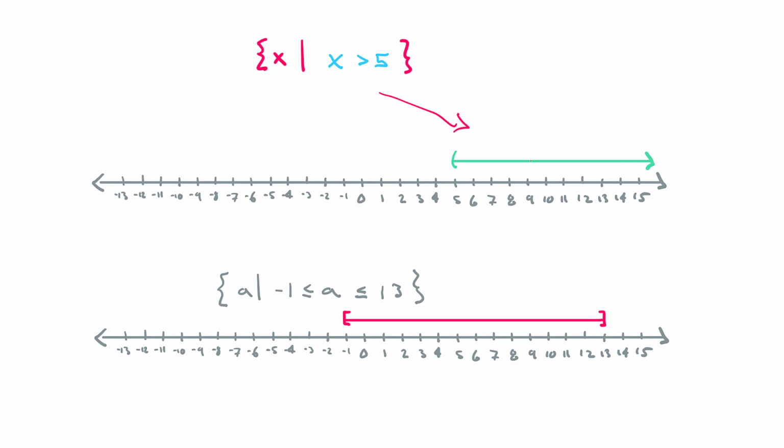Okay, so here's another quick example. If I wanted to visualize the solution set A such that -1 is less than or equal to A less than or equal to 13, excuse me, then we've got our lower bound of -1, it includes it. We've got our upper bound of 13, it includes it. So it's just the line that goes between those two things.